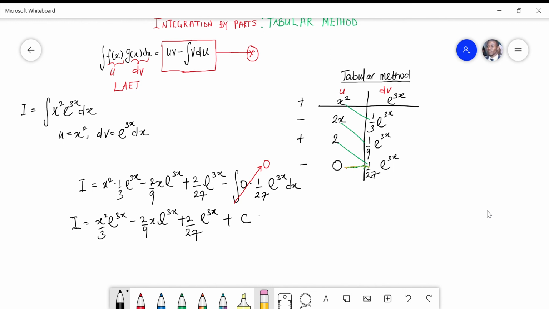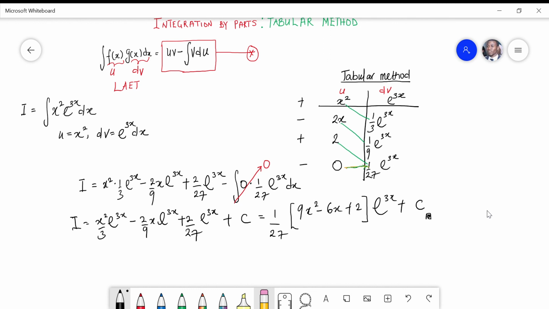or you could just go ahead and simplify this. You can just simplify, 27 is common. So you have 1 over 27, right? And then this is going to be 9x squared minus 6x plus 2, and then you have exponential 3x, then plus c. That's it. Quite simple, right?